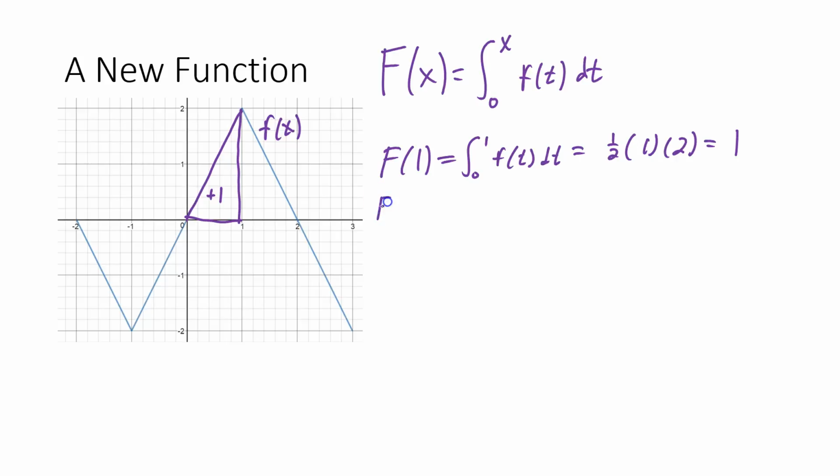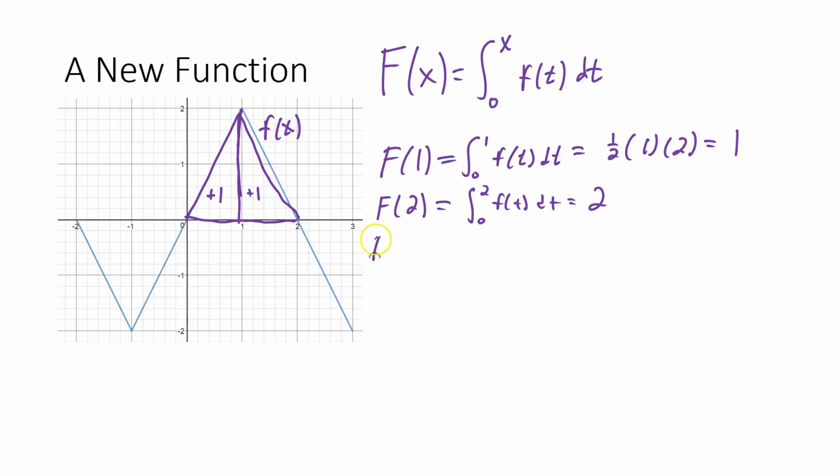Let's do F of 2. Well, for F of 2, I think we can use some symmetry to figure that out, because it's going to be these two triangles added together, or this one big triangle. That's going to be another +1. So it looks like F of 2, the integral from 0 to 2 of f of t dt, is going to be 2.